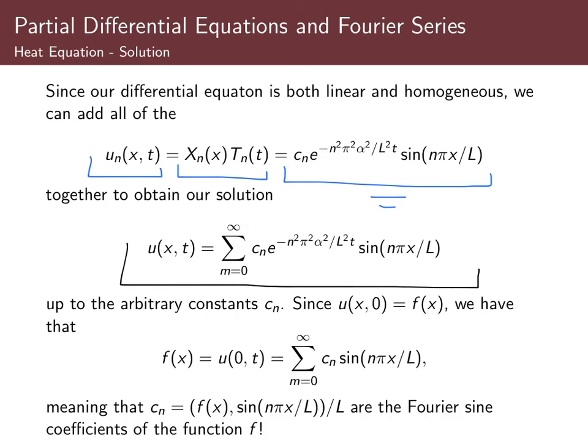We still haven't resolved the arbitrary constants, and so to do so, we're going to use the initial condition. Okay? When t is 0, the exponential functions go away, and what we have is that f is equal to this Fourier sine series. And so the c n's are just the Fourier sine coefficients of f. Okay, in the next lecture we're going to apply this to an example.